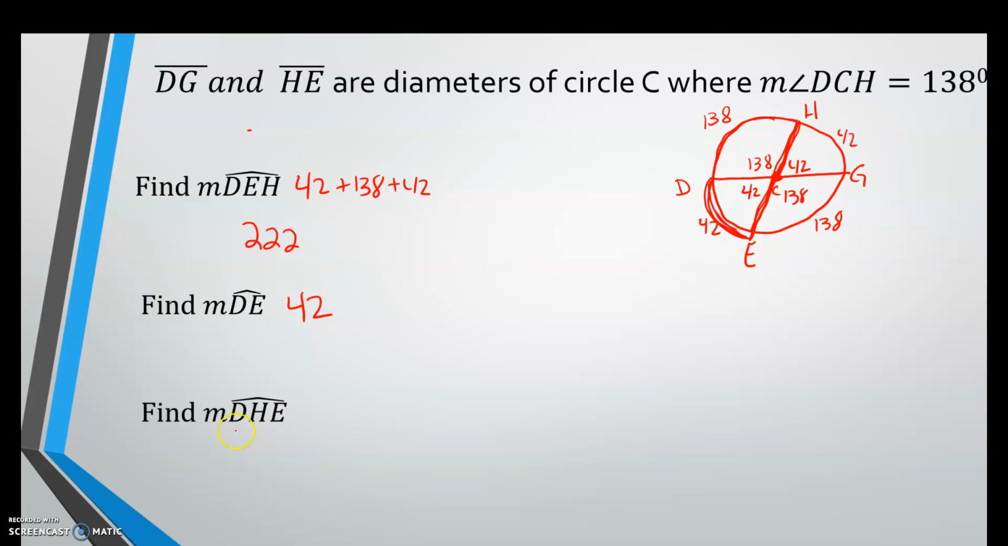And then arc DHE, starting from D, going to H, and ending at E. So for this guy, I'm just going to take my entire circle, which is 360, and subtract 42, because this part here, I don't want this part. I just want from D going to H and ending at E. So 360 minus 42 leaves me with 318.